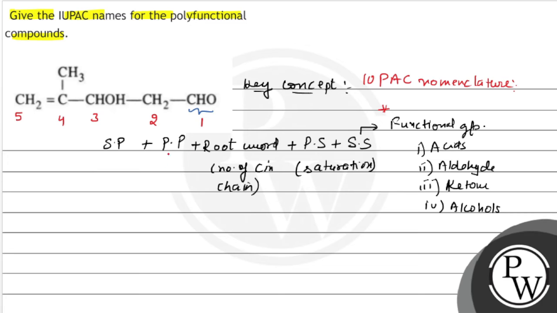Now the primary prefix is generally the cyclo word. If our organic compound is cyclic, then we add the cyclo word, and the secondary prefixes are the substituents.